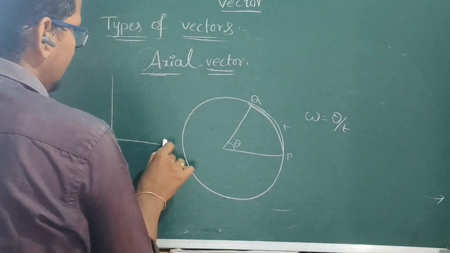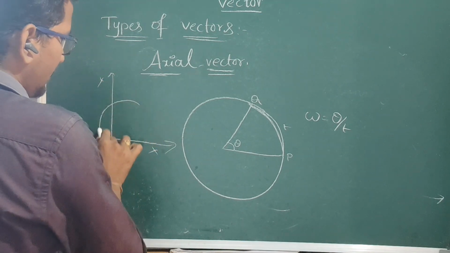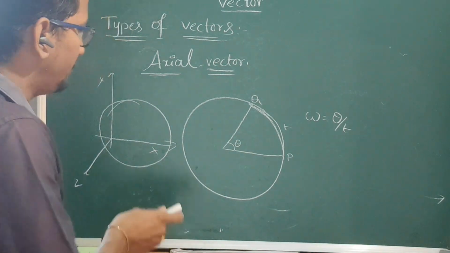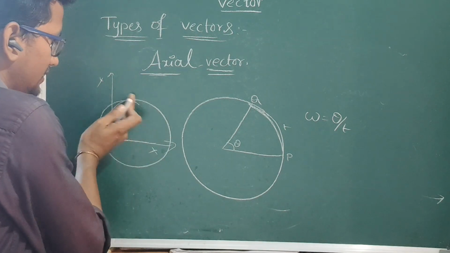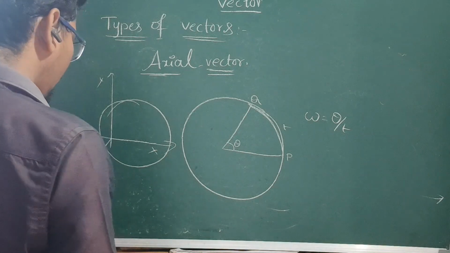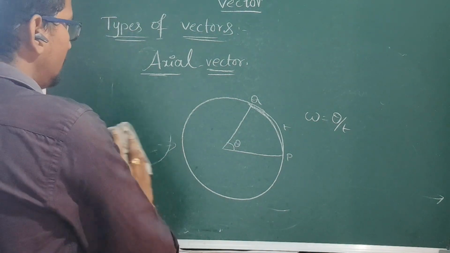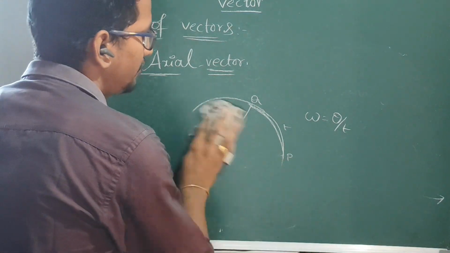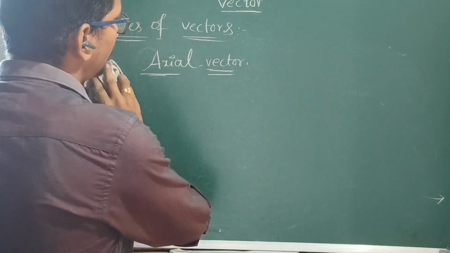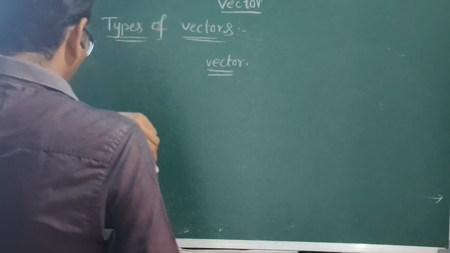Because if we take the x-axis, y-axis and z-axis and follow a circular path, the coordinate system direction also changes, from the x-axis to the y-axis and from the y-axis to the z-axis. That is called an axial vector. Examples are angular velocity and torque. Torque means a twisting force. Simply, the amount of energy required to rotate a body is called torque. Next one, polar vector.